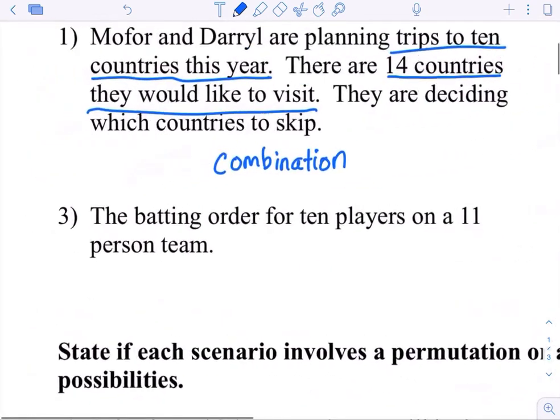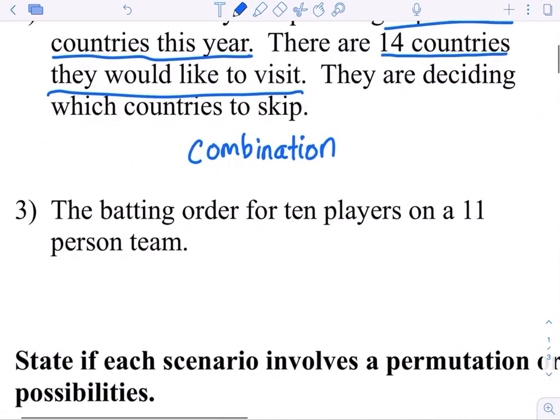For this one, the batting order of 10 players on an 11-person team. Since you have to have a batting order and there's a specific person for each batting order, two people can't be the same batting order. Once one person fills up a slot for one batting order, another person has to fill out another slot. So order does matter, which means this is a permutation.